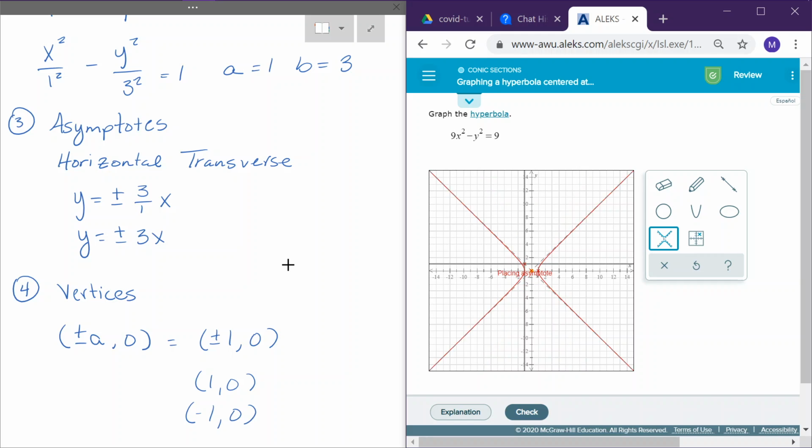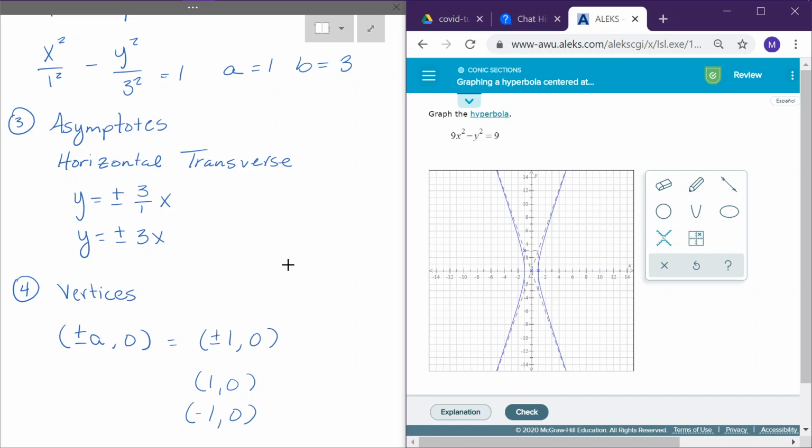And then it asks us to place an asymptote. So here we want to go from the center and we want to look at the equation of our asymptote, and we see that our slope there is 3. So we want to go up 3 and over 1. And that will be the graph to this hyperbola.